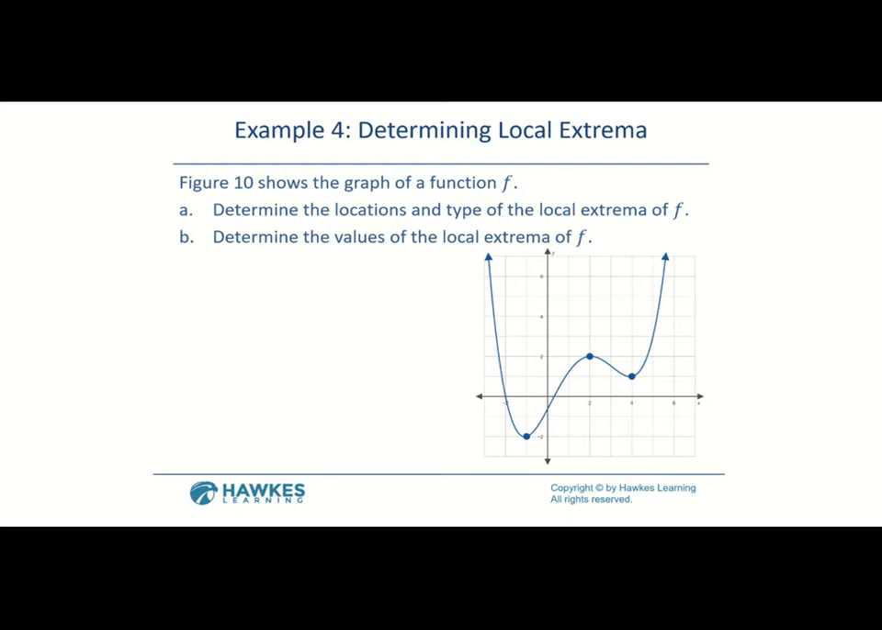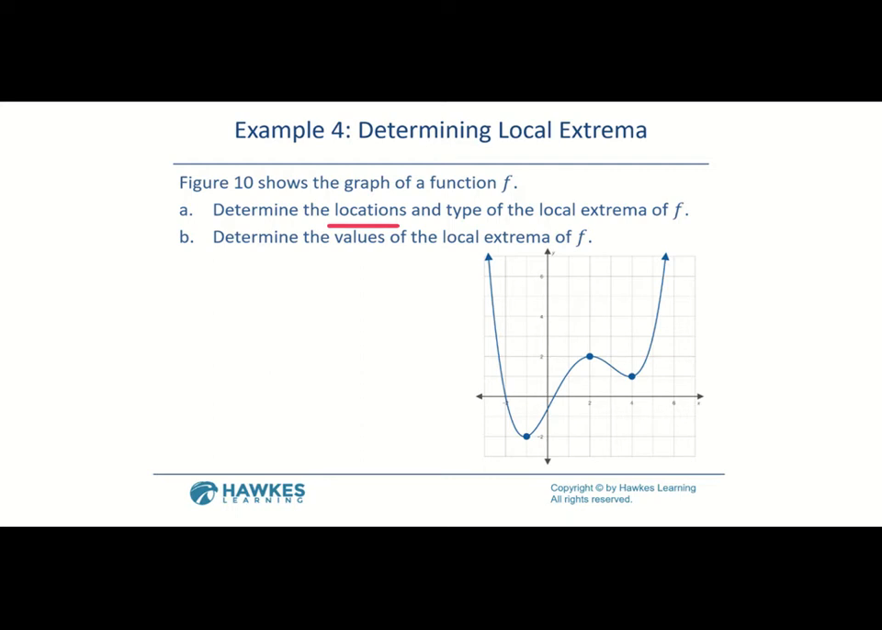All right, so now we have a graph here, and they want us to find the locations and the type of local extremes here, and then determine the values of them. So if we look at our graph, the first thing you're going to determine is where they are. Really, the x value is going to determine the location. So if I'm looking to determine the location, look for the x value of them.